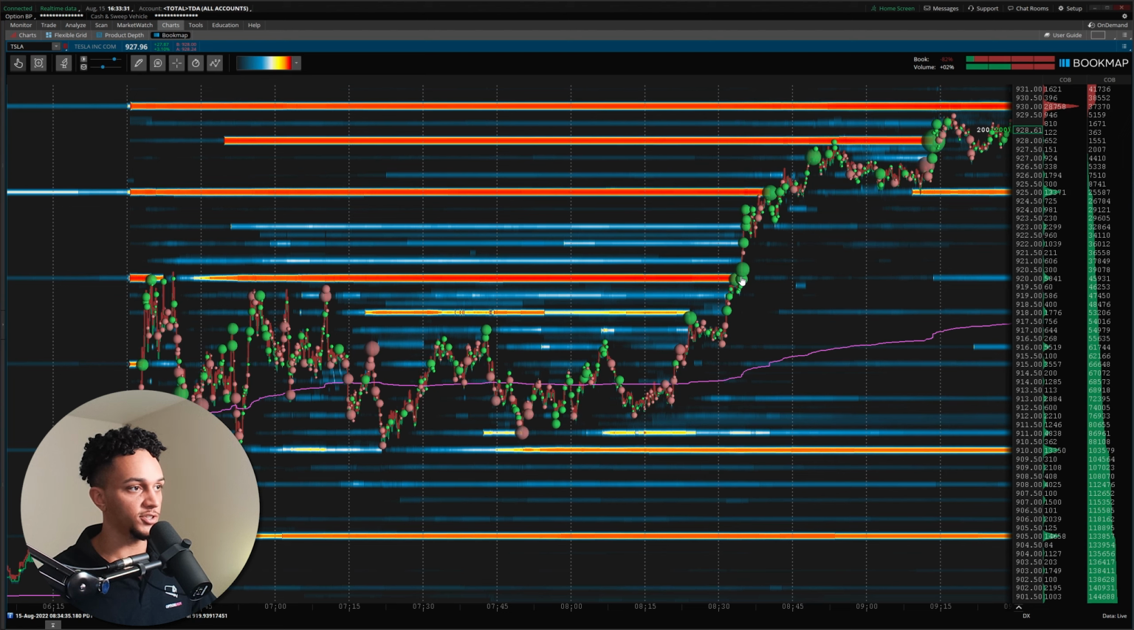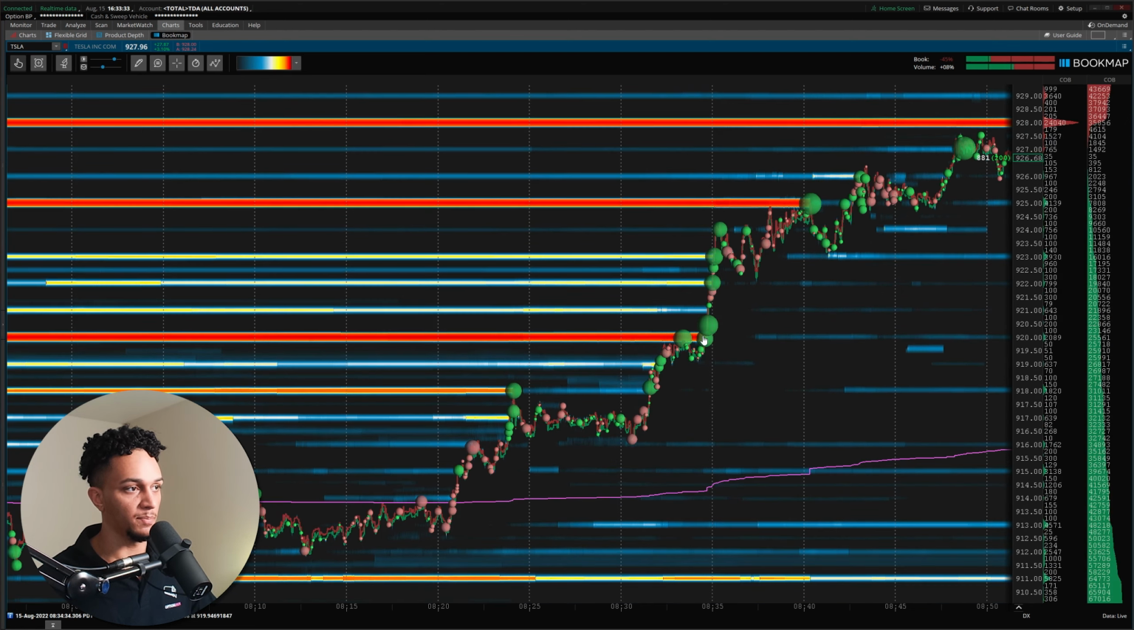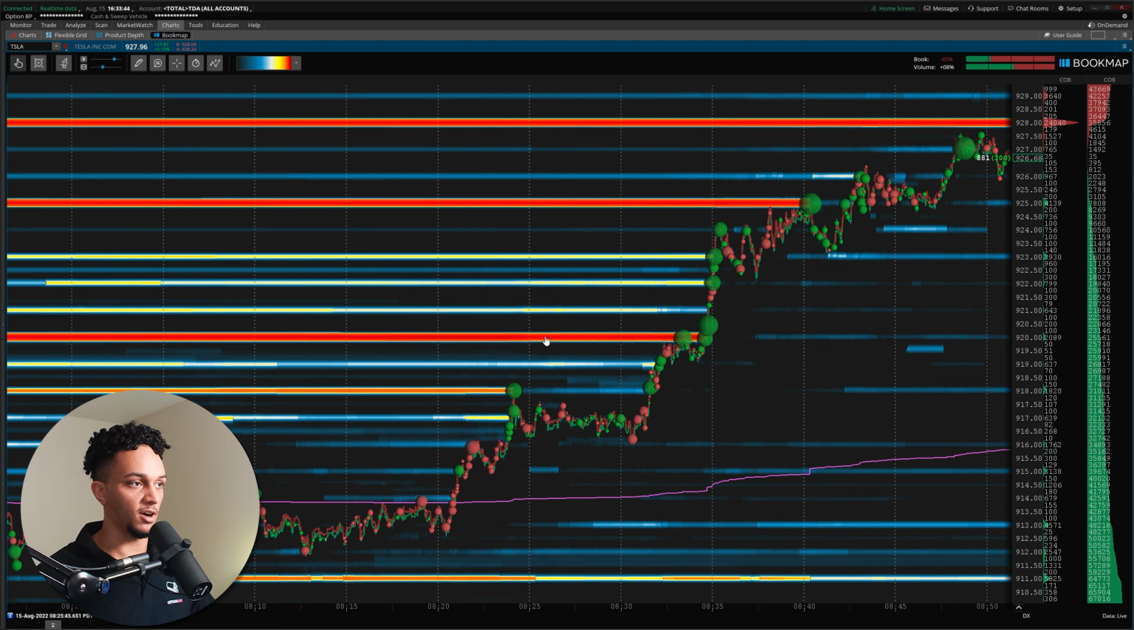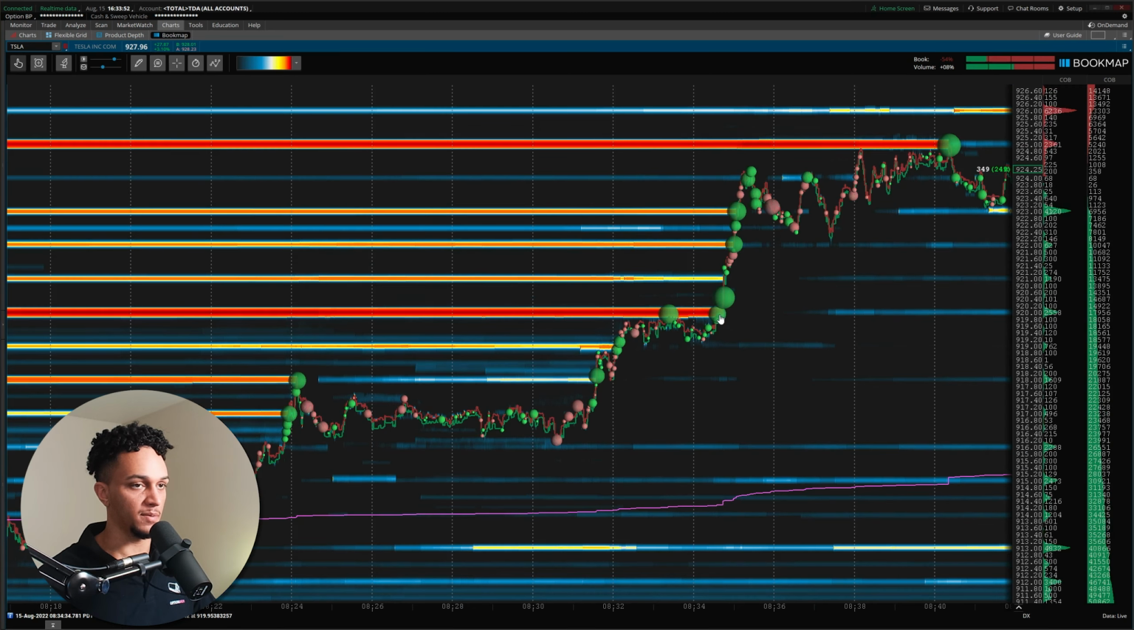So when you see large green bubbles, if I zoom in, the bubble is going to get bigger. When you see these big walls here, there's a passive seller sitting here at 920 on the order book. So you're going to need a large amount of aggressive buyers to push price through this. As price comes into this 920 area, ideally you want to see these bubbles getting bigger, representing bigger and more aggressive buyers coming into the market, trying to send price higher.